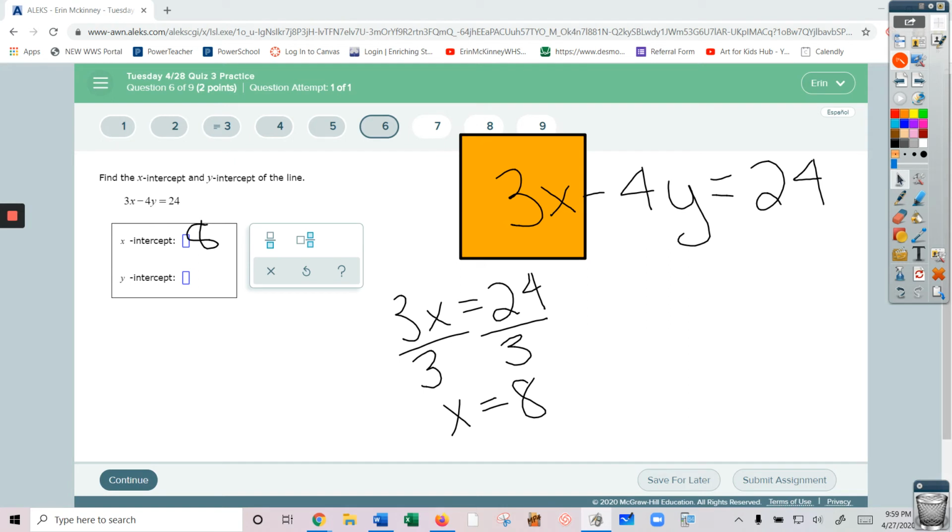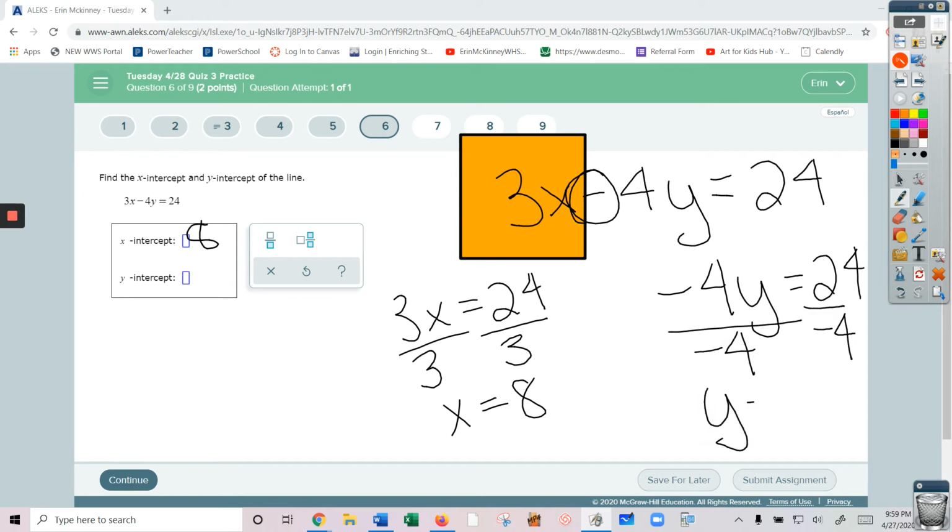And then we'll just flip-flop that. Now we'll cover the stuff in orange. For our y-intercept, we're ignoring the x, and when we ignore the x, that leaves us with negative 4y equals 24. Remember, this sign is telling us what the 4 is, so we have to keep that negative with it. When we solve that, we will get y equals negative 6. So we'll just put in that our x is 8 and that our y is negative 6.